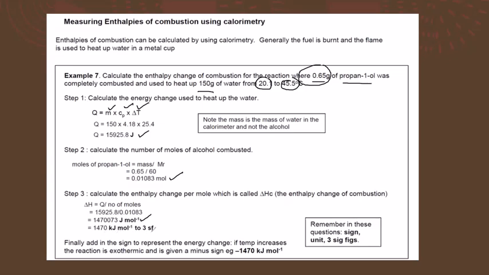And because this is an exothermic reaction, as the temperature increases, one mark is for mentioning the negative sign. So the final answer should be minus 1470 kilojoules per mole. Is this example clear?